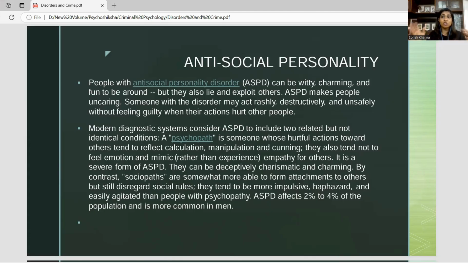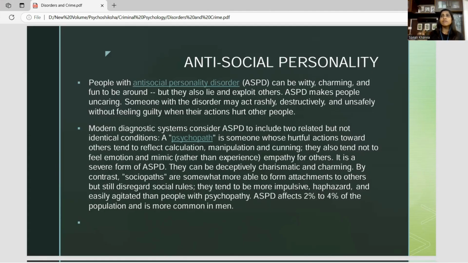If they are told not to hit anybody, they are going to do it. If they are told not to drink and drive, they are going to do it. So they are witty, charming, and fun to be around, and you'll never be able to understand or diagnose somebody with ASPD easily. But they exploit, and more importantly, they have no remorse. They have no guilty feeling when they are hurting anybody.